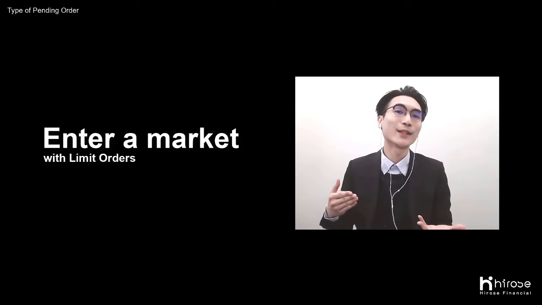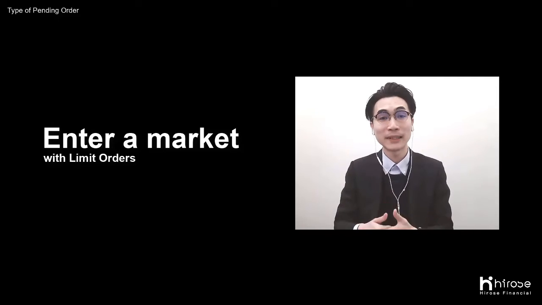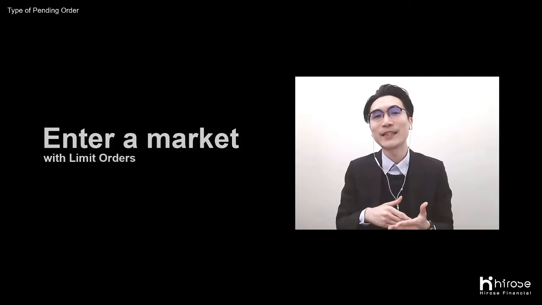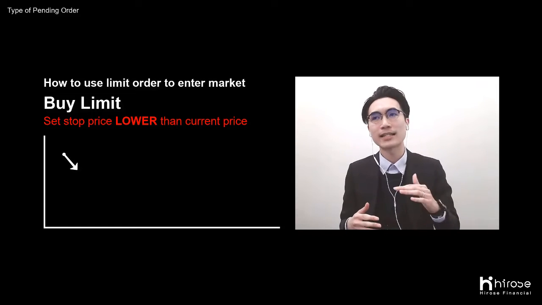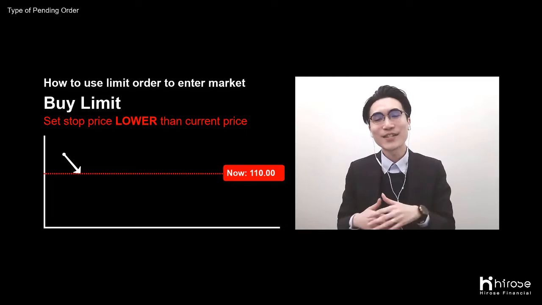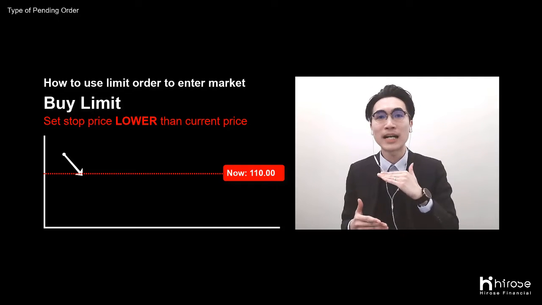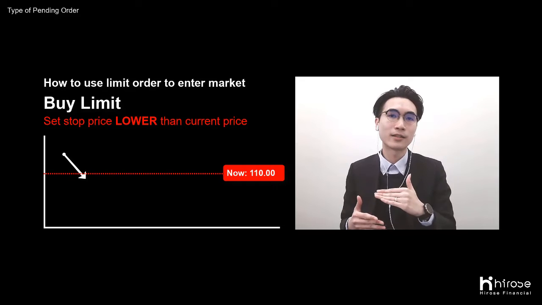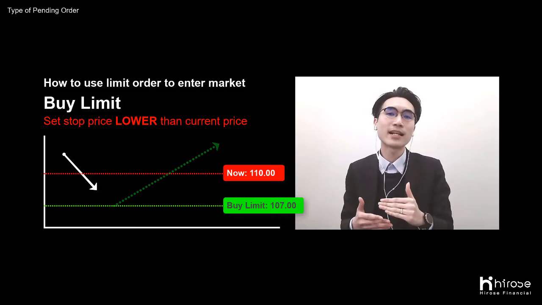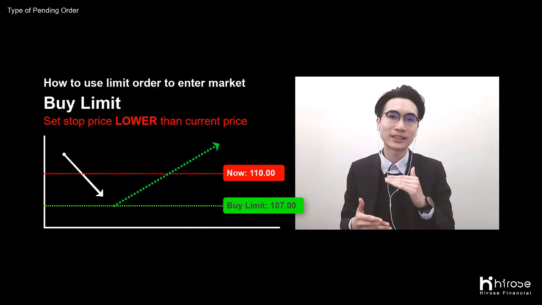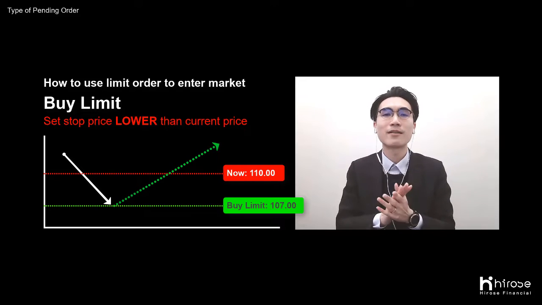Okay, so we will take a look at a few examples of entering a market by using the limit order. We will take US dollar and Japanese yen as an example again. Now let's say the price is at 110. Now the price falls down, and my analyst tells me that the price is going to bounce back up when it reaches 107. Then I will set this 107 as my limit price, which is lower than the current price. The current price now is 110.